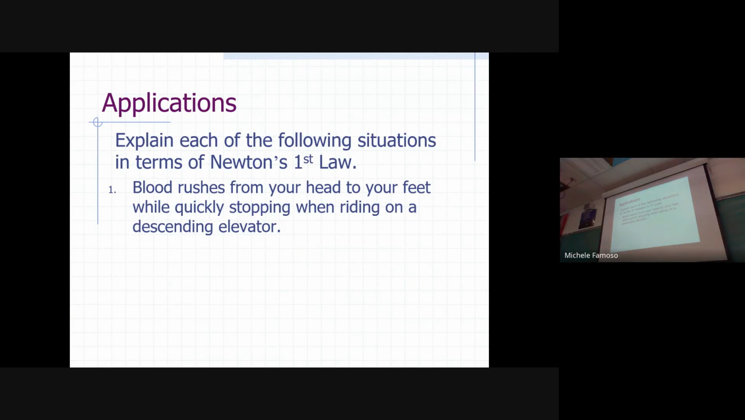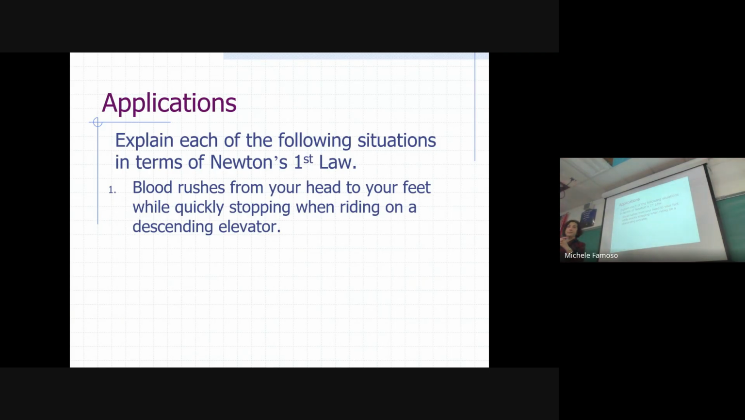So let's say we're on the second floor, the elevator's coming down, and all of a sudden it just stops. You're going to feel a little off. That's because the blood rushed from your head to your feet. Why does that happen? Talk to me about that in terms of Newton's first law.